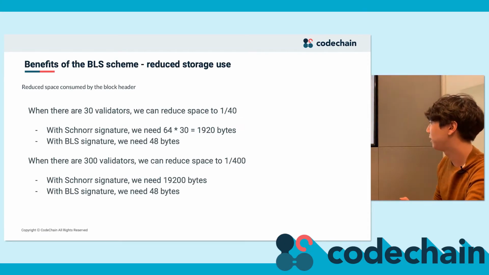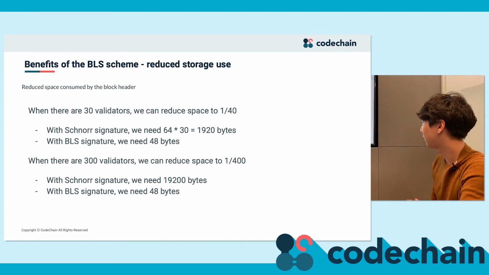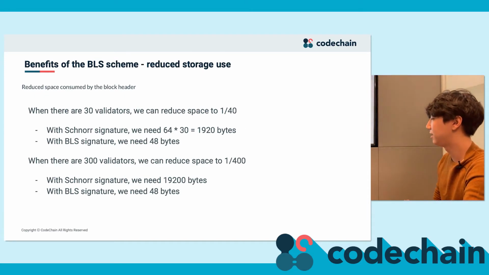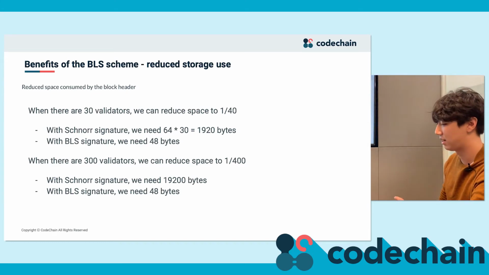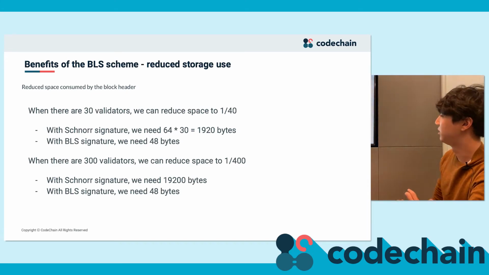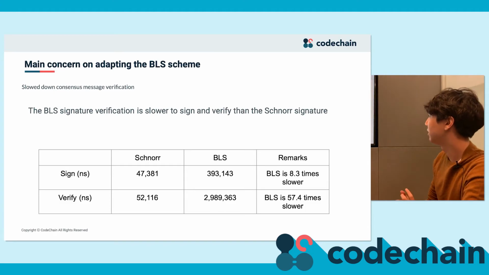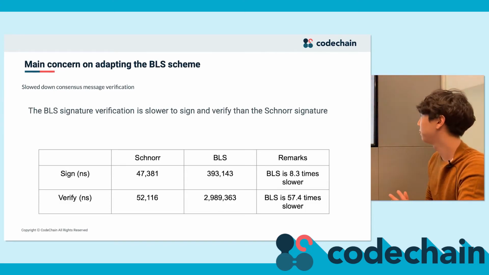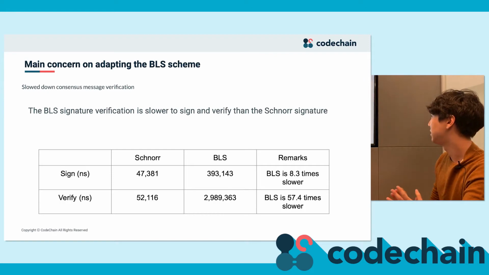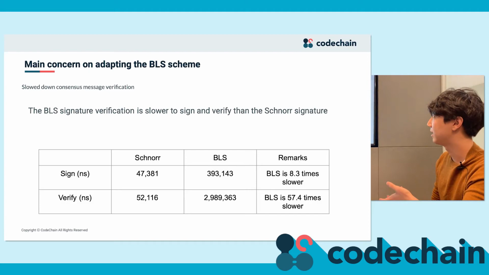When there are 300 validators, the gap becomes wider. With Schnorr signature, we need 19,200 bytes, but with BLS signature, we still need only 48 bytes. So this is a great advantage. But the main concern in adopting the BLS scheme is performance, because BLS signature is slower to sign and verify compared to the Schnorr signature.